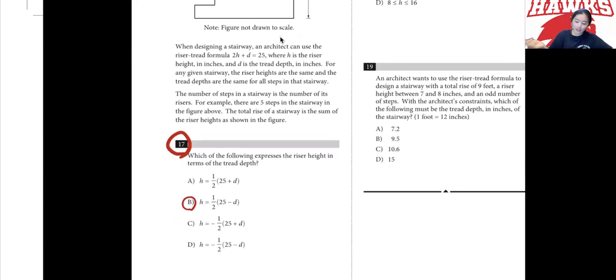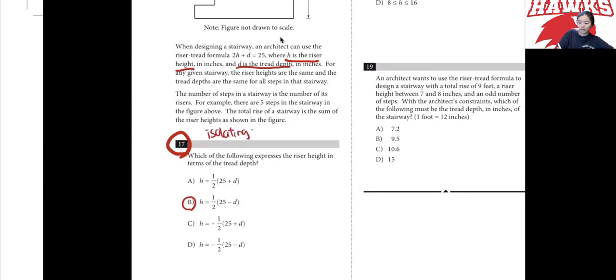I mean, we kind of do need the information though. D is the tread depth. Okay, so that's it. Yeah, these ones, right? And the riser height is H. These ones right here.